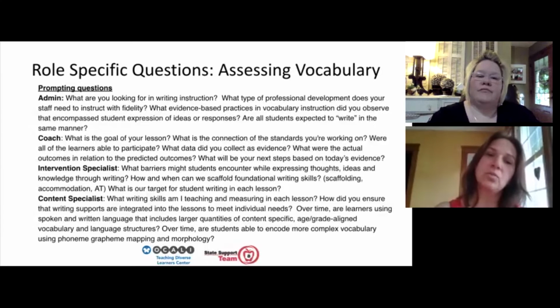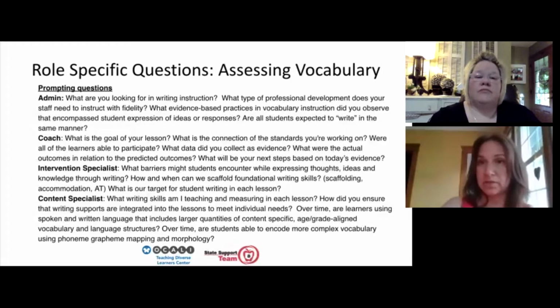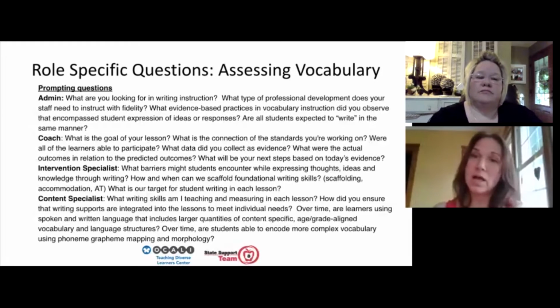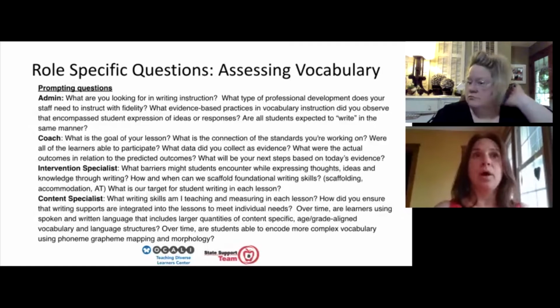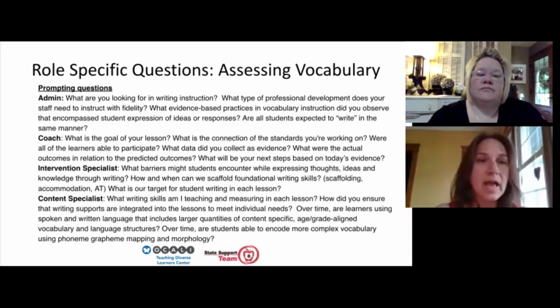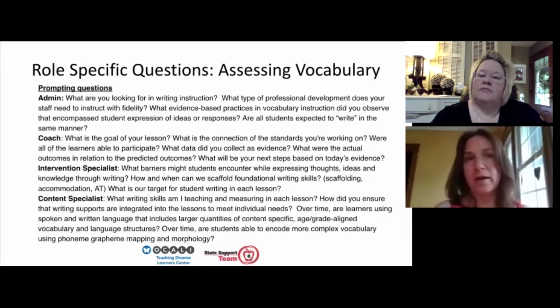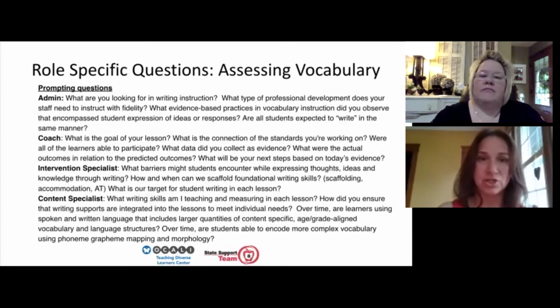Also asking teachers, what data did you collect as evidence that students know and understand the concepts, and also that they are writing and know writing structures themselves? What were the actual outcomes in relation to the predicted outcomes? So if you're writing 5 paragraphs, what was the actual outcome of that expectation? And lastly, what will be your next steps based on today's evidence?